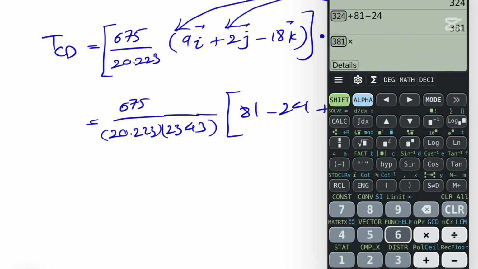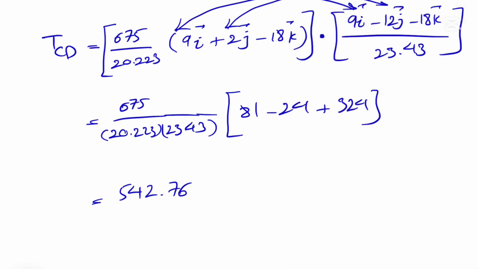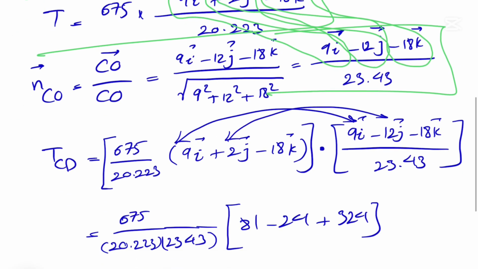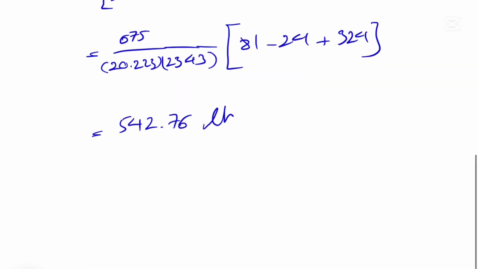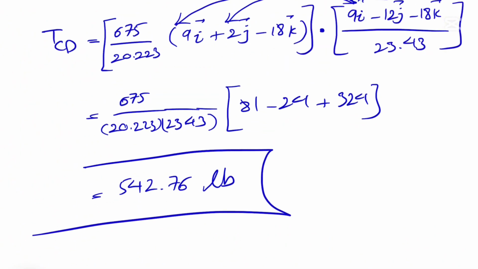So 381 times 675. We're going to divide this by 20.223, and we have to divide this by 23.43. And this is going to give us 542.76. And if we look at the units that we have for the force, we have it in pounds, and this is going to be in pounds too, which would be the final answer for this question.